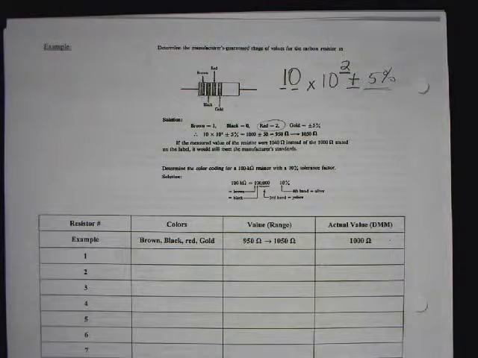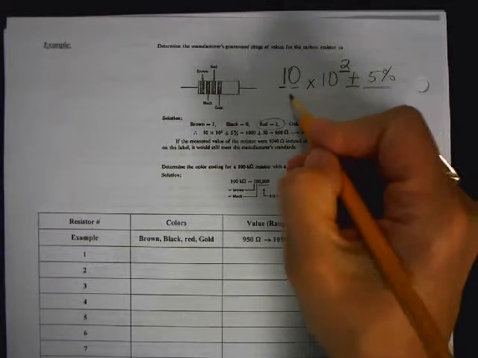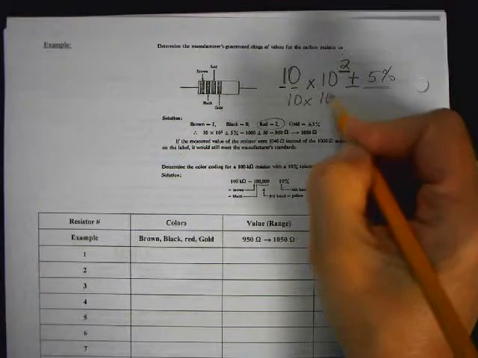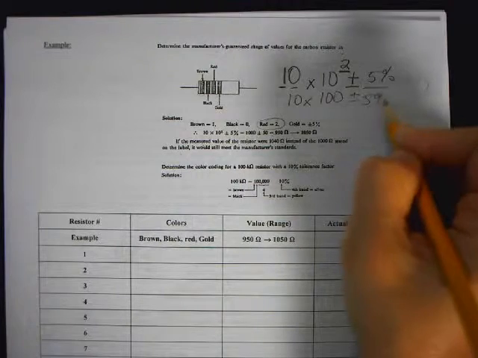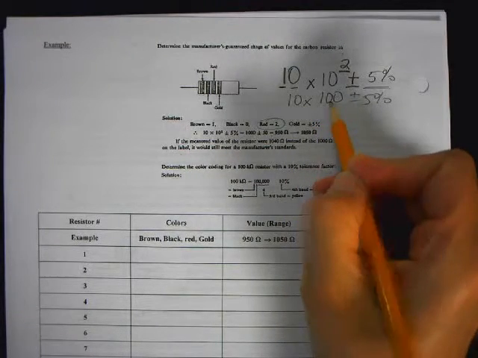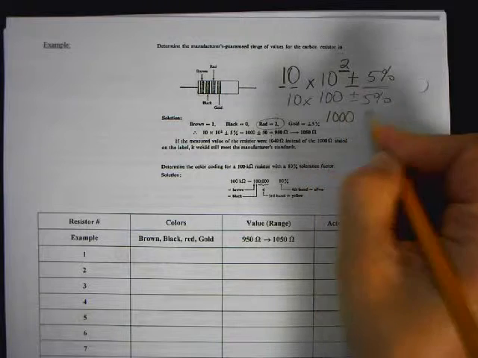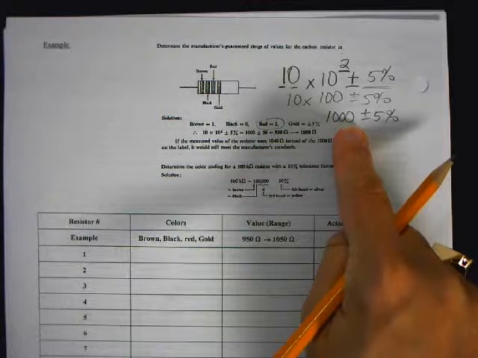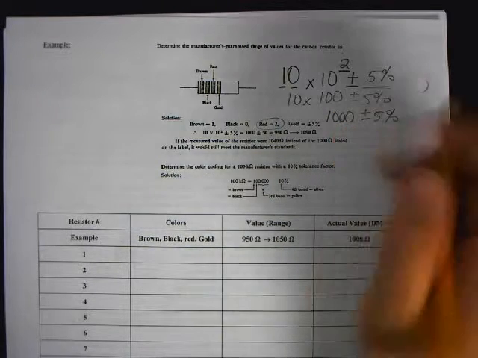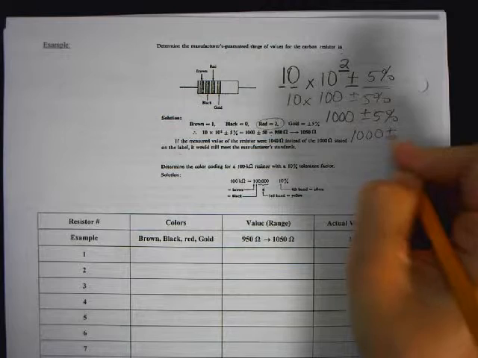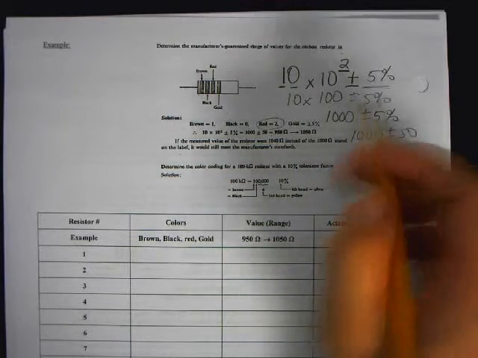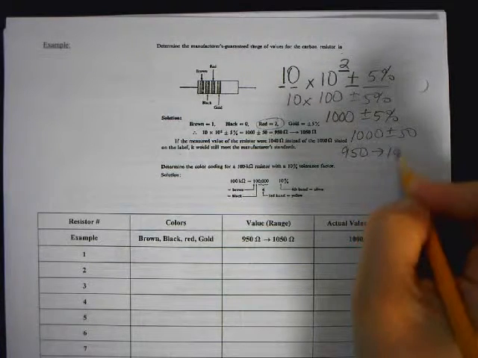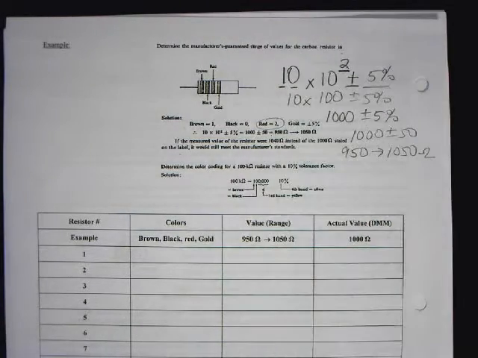How do we put that in a number? Well, what we do is 10 times 10 squared is 100, plus or minus 5%. So 10 times 100 is 1,000, plus or minus 5%. Well, what's 5% of 1,000? 50. So it's going to be 1,000 plus or minus 50. So the range of this is going to be from 950 to 1,050 ohms.